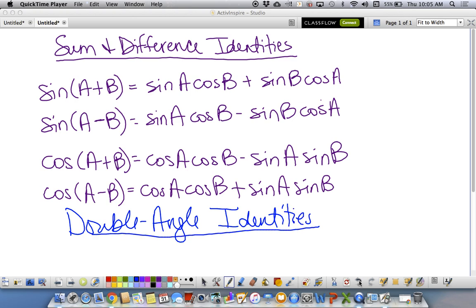Are we going to add to the sum and difference identities later? Yeah. We will go on to tangent. So just two more? Yes. We'll have a whole separate section just for tangent.